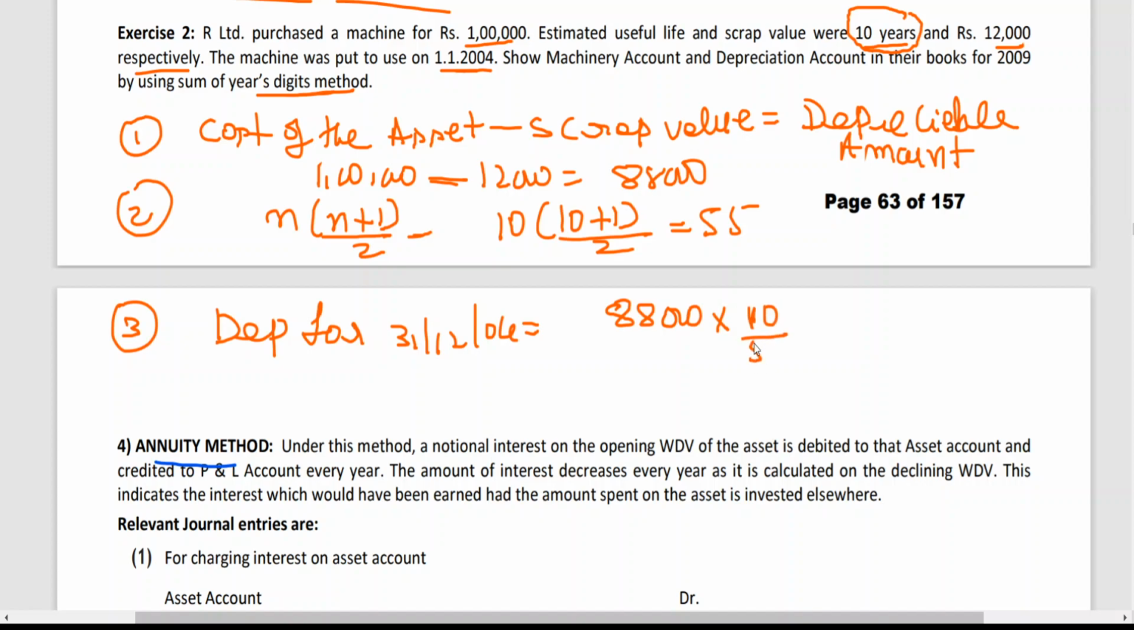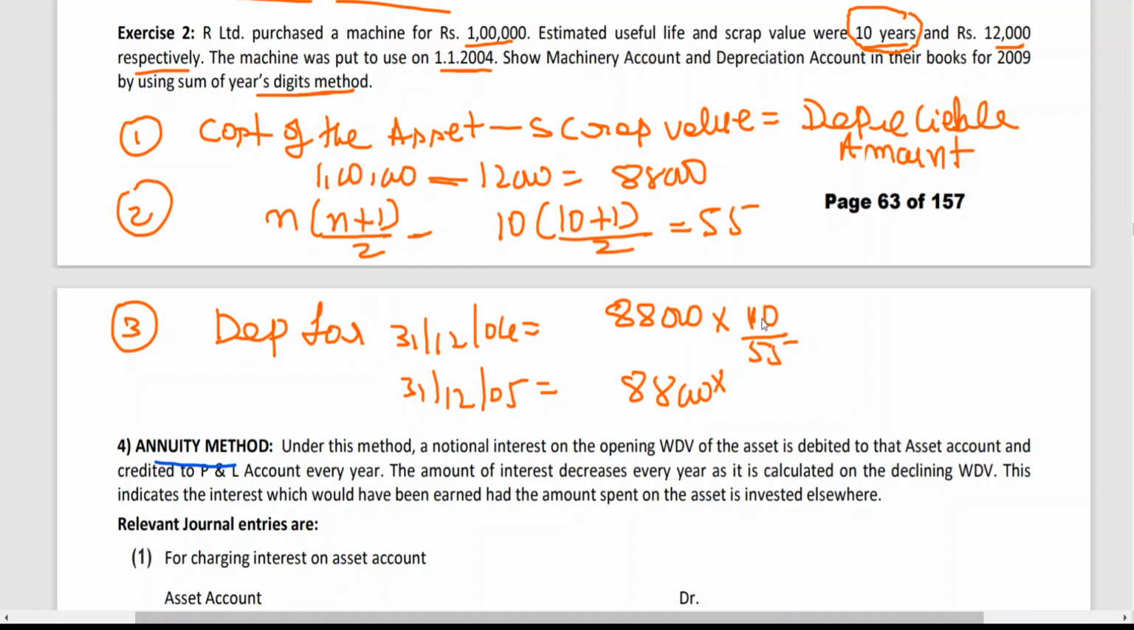10 years by 50, denominator. And then second year, depreciable amount is same, 88,000. Since 1 year has been completed, 10 becomes n minus 1. Numerator is always n minus 1. Here first is n minus 1.